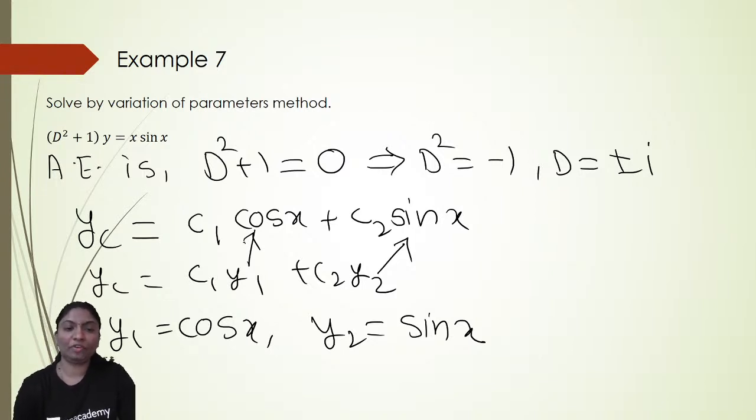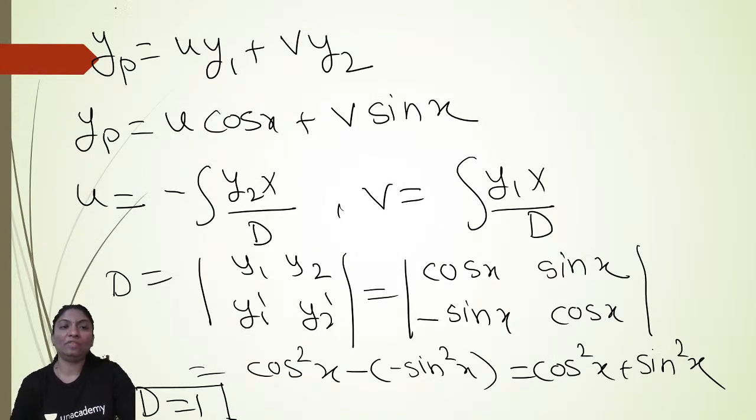Now we will see, with y1 equal to cos x and y2 equal to sin x, our formula for yp is u y1 plus v y2. So you will get u is equal to minus integration of y2 into X upon D, v is equal to integration of y1 into X upon D, where D is equal to the determinant of y1 y2 y1 dash y2 dash. So here cos x sin x minus sin x cos x. So cos square x minus of minus sin square x, that is cos square x plus sin square x. So your value of D is equal to 1 here.